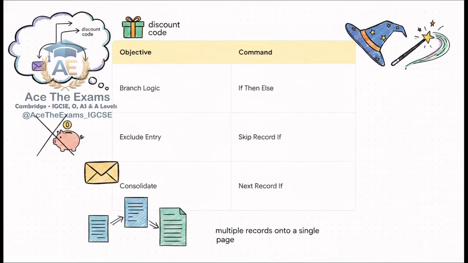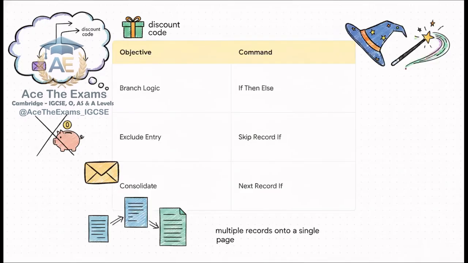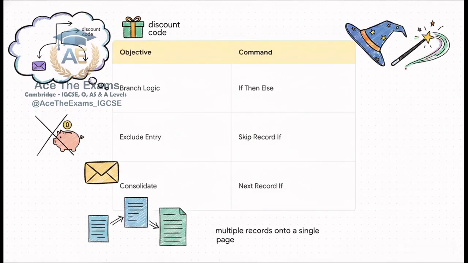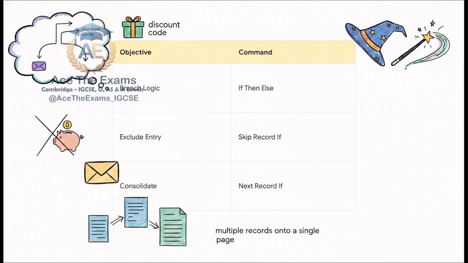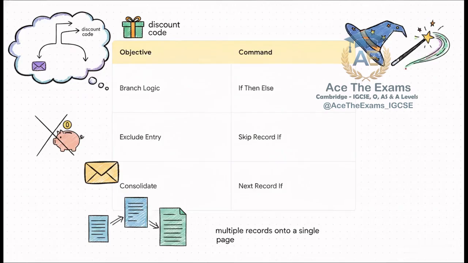Okay, so this right here is where your conceptual understanding meets practical point-scoring application. Top-performing students don't just memorize definitions. They know exactly which spell to cast based on a specific matrix of scenarios. Let's break it down. If an exam question asks you to insert a specific 20% discount code only for loyal customers, but leave that space totally blank for newer ones, you are looking at a classic if-then-else scenario.